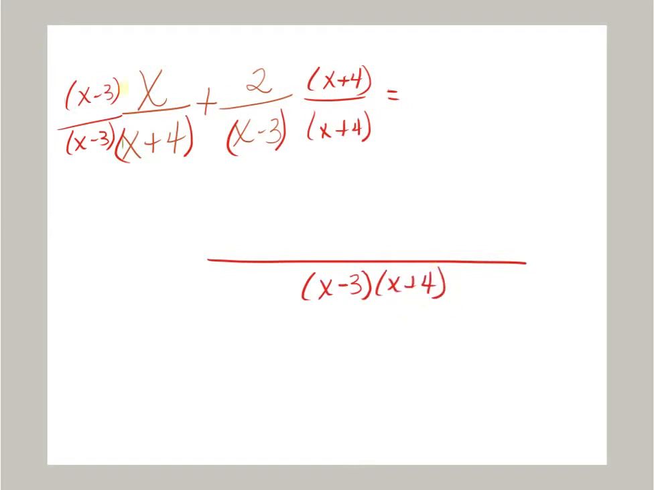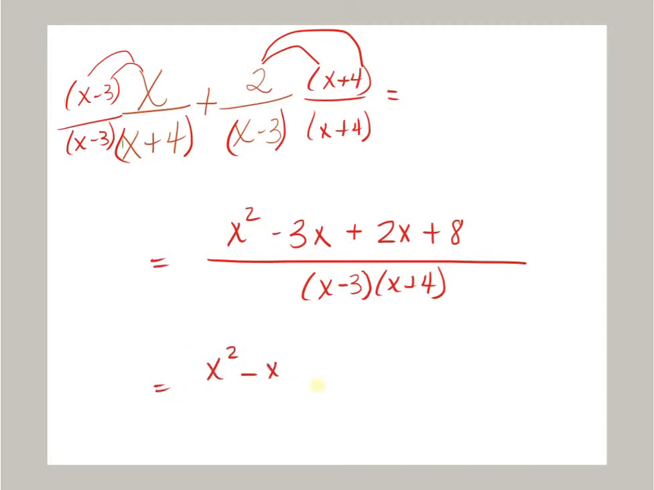And on the top, if we multiply some things out, x times x and negative 3 times x gives us x squared minus 3x. And 2 times x and 2 times 4 gives us 2x plus 8. So simplifying these fractions, the numerator would give us x squared minus x plus 8, all over our common denominator, x minus 3 times x plus 4.